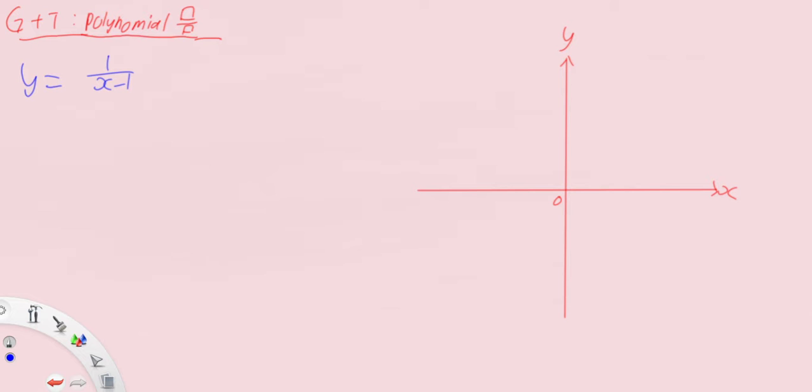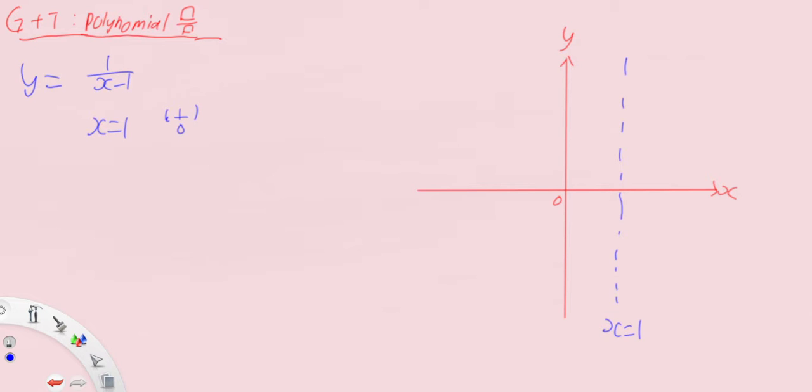So what is the vertical asymptote? It's basically the value that makes the function undefined. So we have x equals 1, right? Because you get 1 divided by 0, which is invalid or undefined. So we have our first vertical asymptote at x equals 1. Now, the next part is: is there a horizontal asymptote or an oblique asymptote?